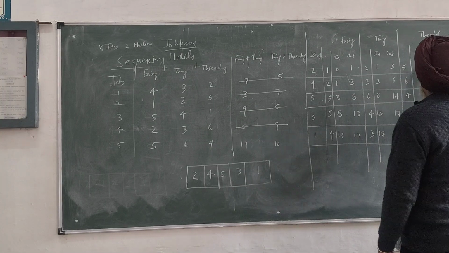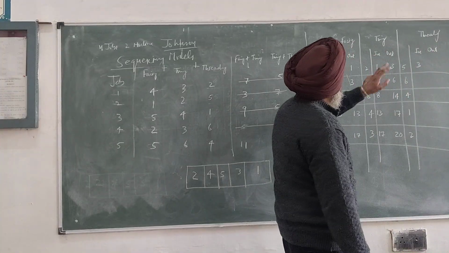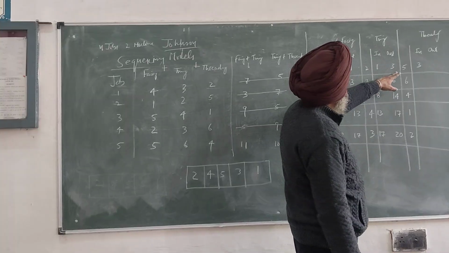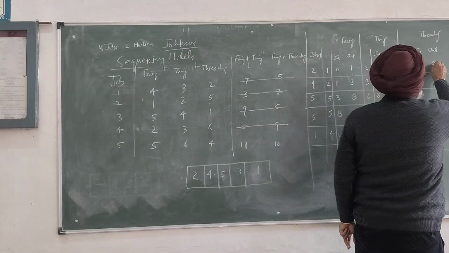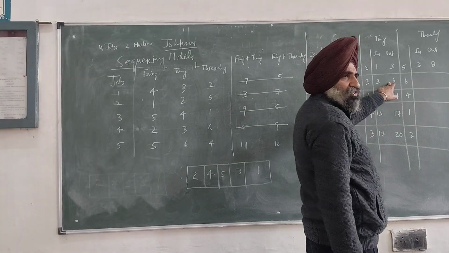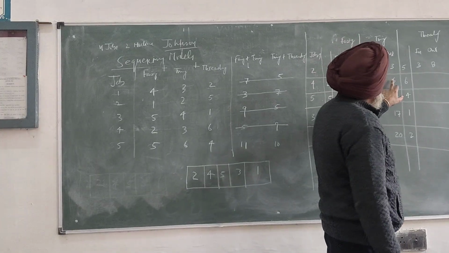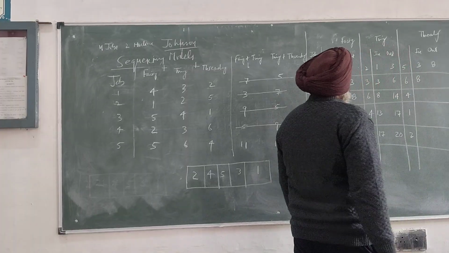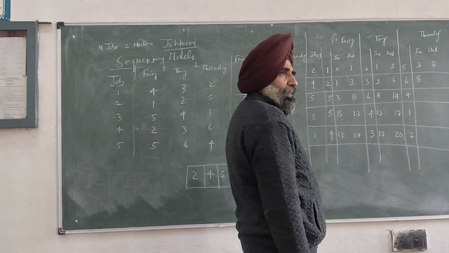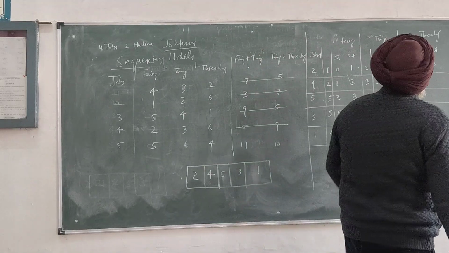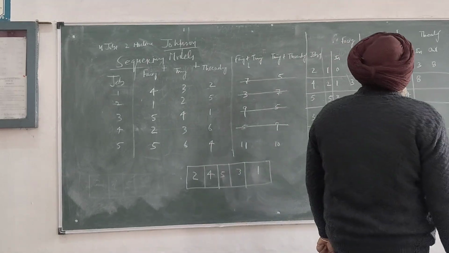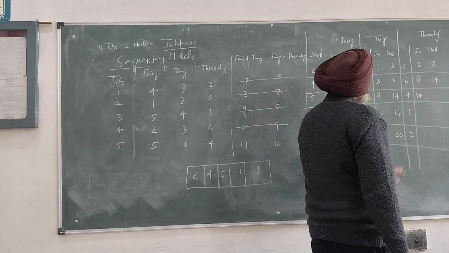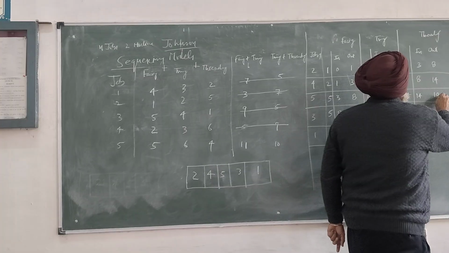Now, at the third minute, you are getting the turning operation to be performed. 3 plus 5, this is 8. Clear? And this job is free, but we will start at the 8th minute. Clear? So this job will remain idle. 8 plus 6, 14. 14 plus 4, 18.